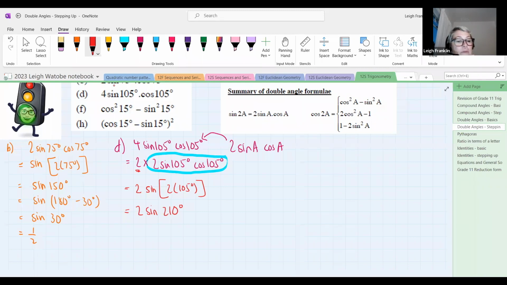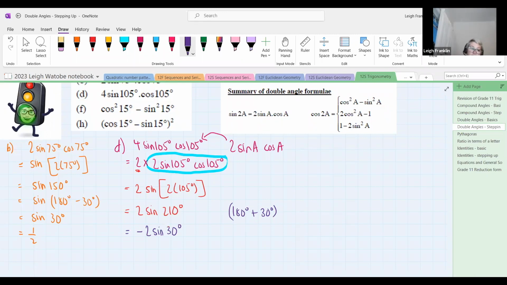Okay. Now that I'm here, I can use my reduction formulae. So I can write 210 as 180 plus 30. Does that make sense to you? So 210 is 180 plus 30. Yes, so that is quadrant 3. So this is going to be negative. So this is going to reduce to negative 2 sine 30 like so.